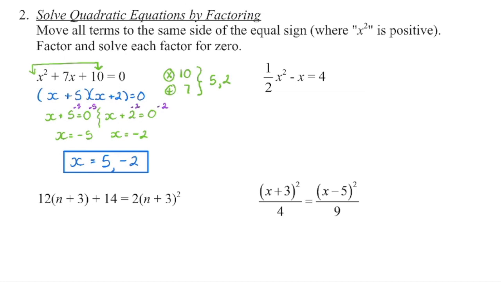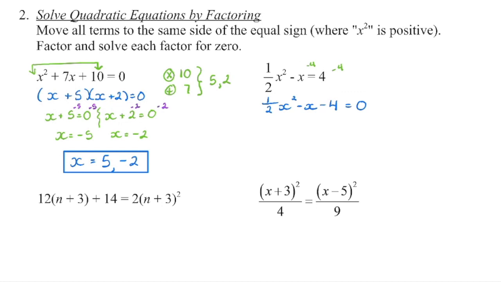Now with my second one, in order to factor this, we need to get it into standard form. So I want to move this 4 over so that it's equal to 0. So I'm going to subtract 4 from both sides, and when we do that, we're going to end up with a 0 on the right. Now you can go straight ahead and say, okay, 1/2 times -4, we're looking for two numbers that multiply to -2 and add to -1.